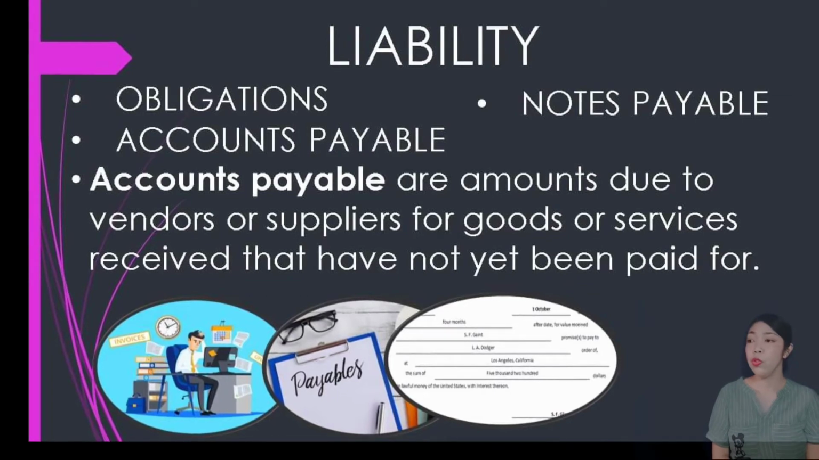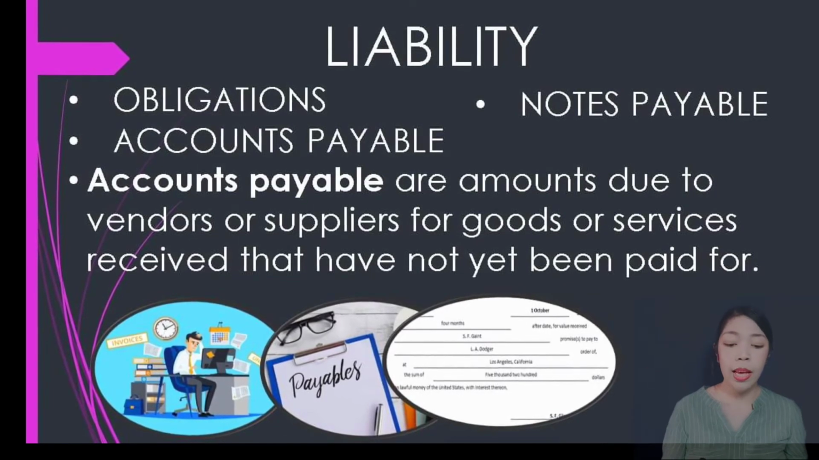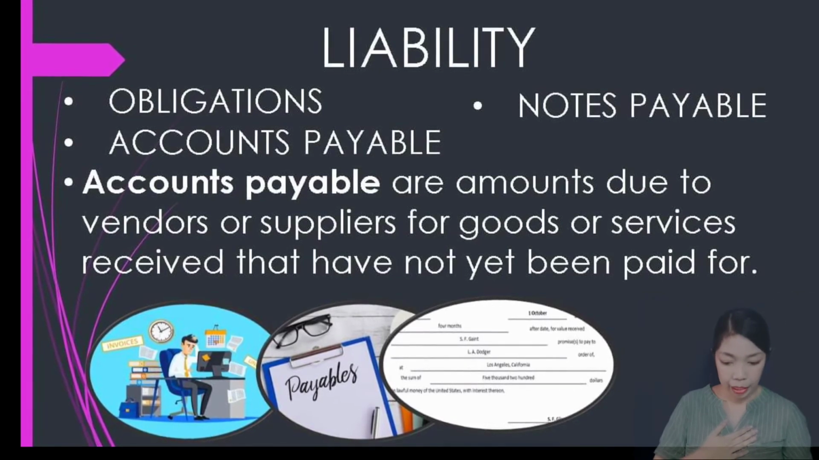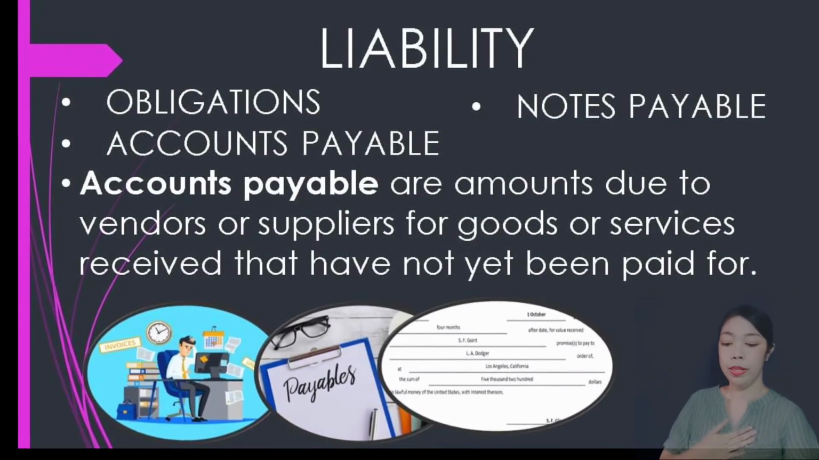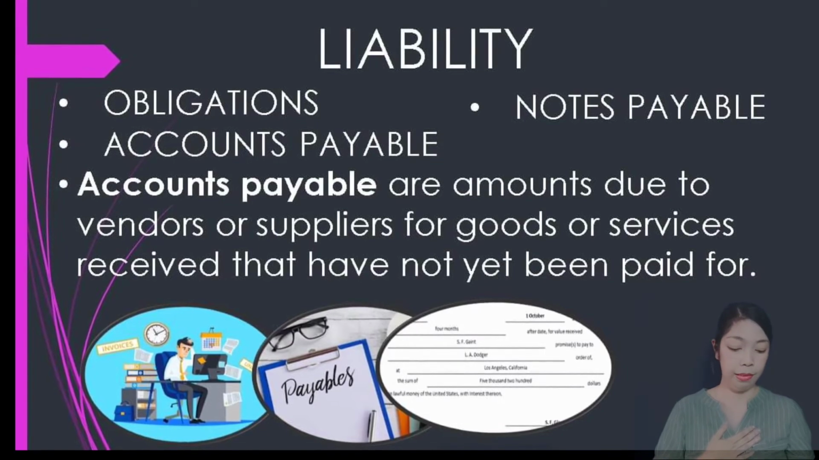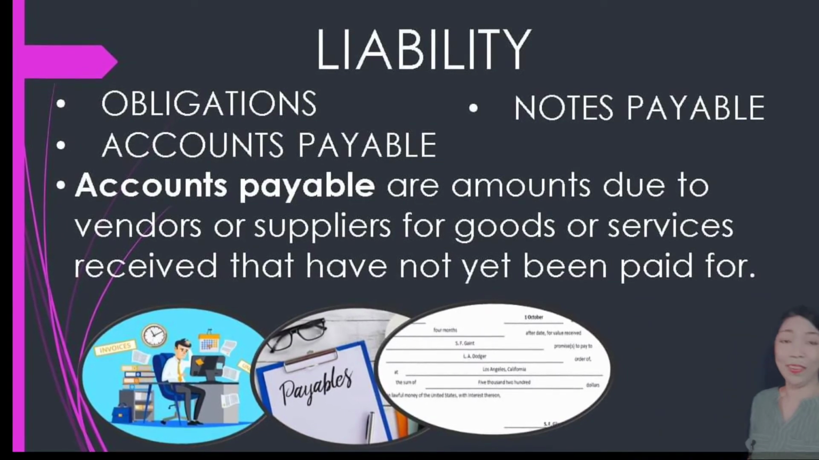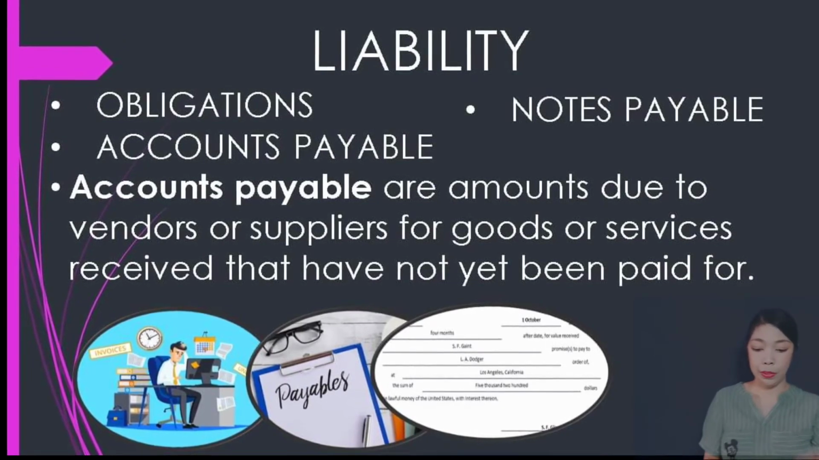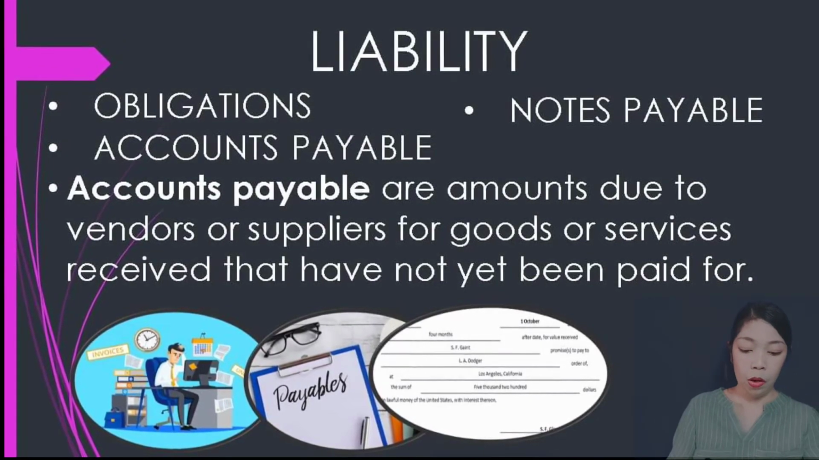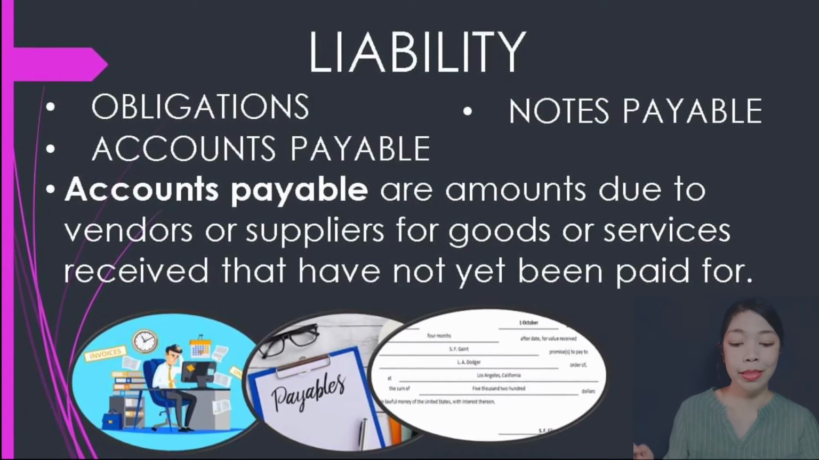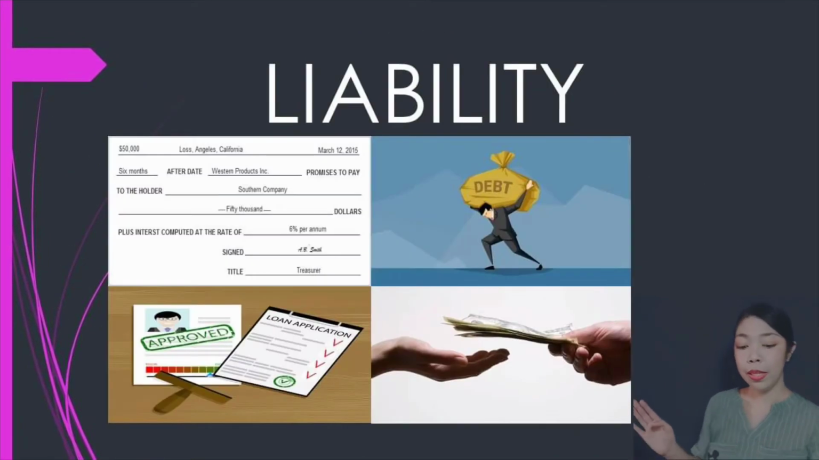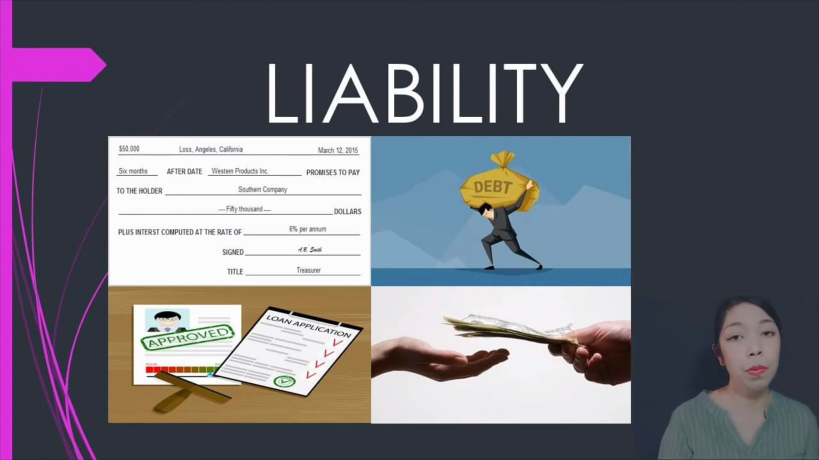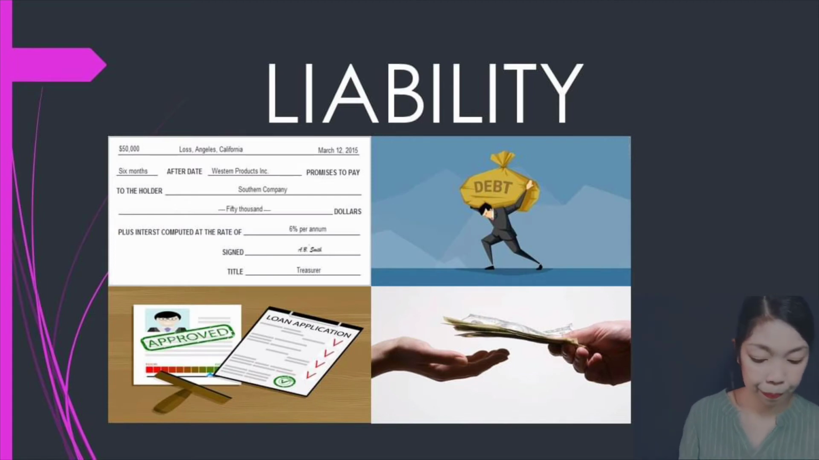Okay, amounts due to suppliers or vendors that have not yet been paid for. Very good. So, these are examples of liabilities. As you can see, someone is being crazy because his invoices are not yet paid. These are payables. Also, notes payable. Later, we'll discuss it more. More of liability, these are notes payable. As you can see, someone is promising to pay an amount of money at the desired date.